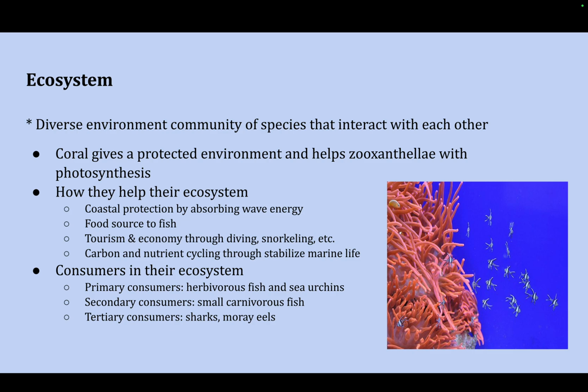But how do they help? They provide coastal protection by absorbing wave energy, a food source, and a tourism economy through diving, snorkeling, and other water activities. Through carbon and nutrient cycling, they habitat the marine life and provide very much stability, and they're consumers in the ecosystem. There are 3 different levels. The primary consumers, which are herbivorous fish and sea urchins, the secondary consumers, which are small carnivorous fish, and lastly, tertiary consumers, which are sharks and large predators like eels.